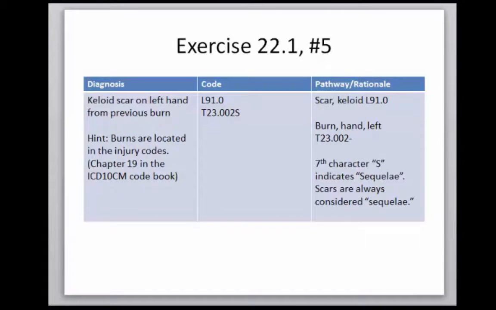The next exercise is 22.1, number 5, and it has to do with a keloid scar from a previous burn. A previous burn, you immediately are going to think sequelae. So when you're coding any injury code, your 7th character is an initial, a subsequent, or a sequela. And in this case, that 7th character is S for sequela. Scars are always considered sequelae.